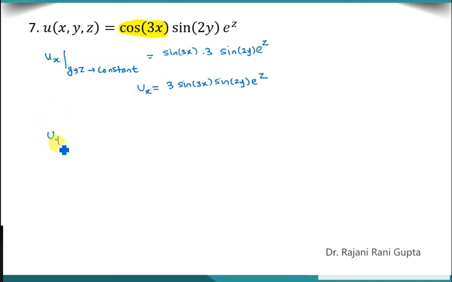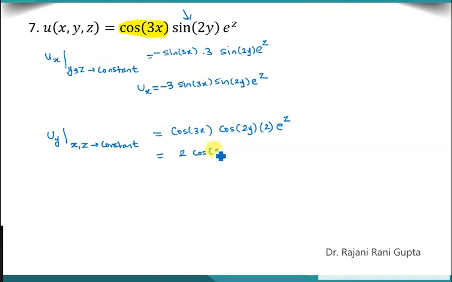Similarly, when you find the partial derivative with respect to y, consider x and z as constants. So in this case, the only function that you have to differentiate is this. Cosine 3x is the same. Wait a minute, the derivative of cosine is minus sine, so it will be minus here. Now the derivative of sine is cosine 2y times 2, e power z. So this gives you 2 cosine of 3x cosine of 2y e power z.